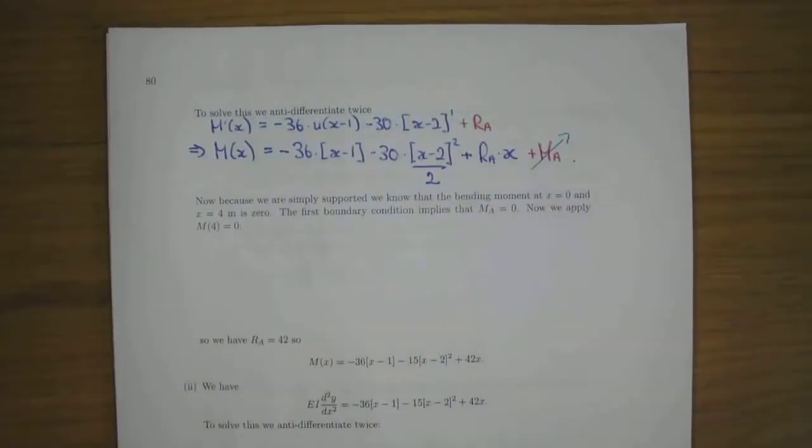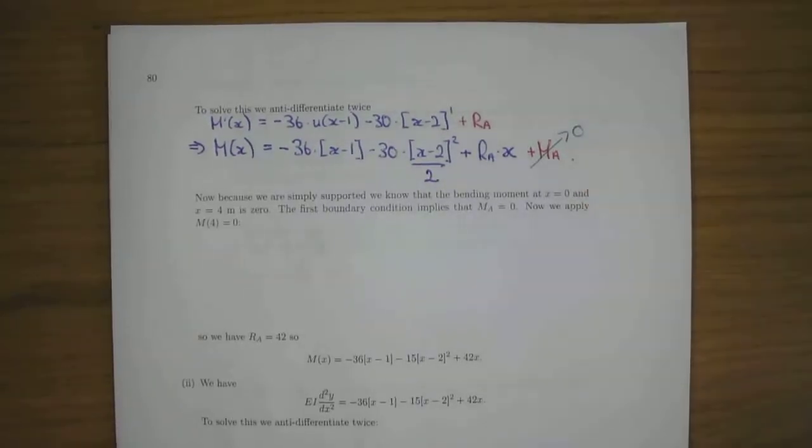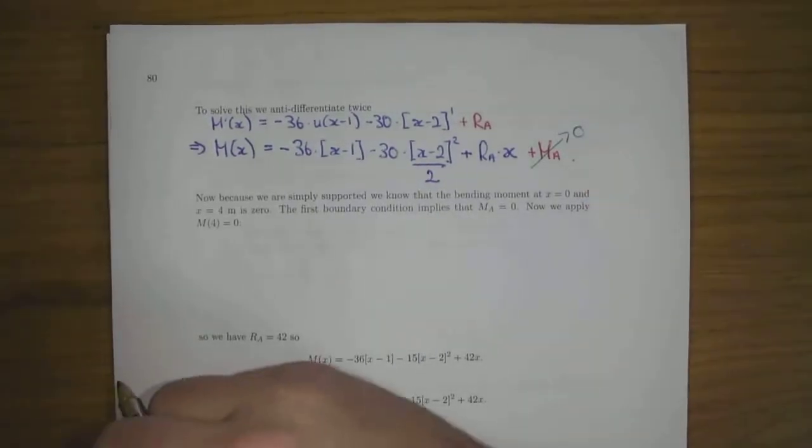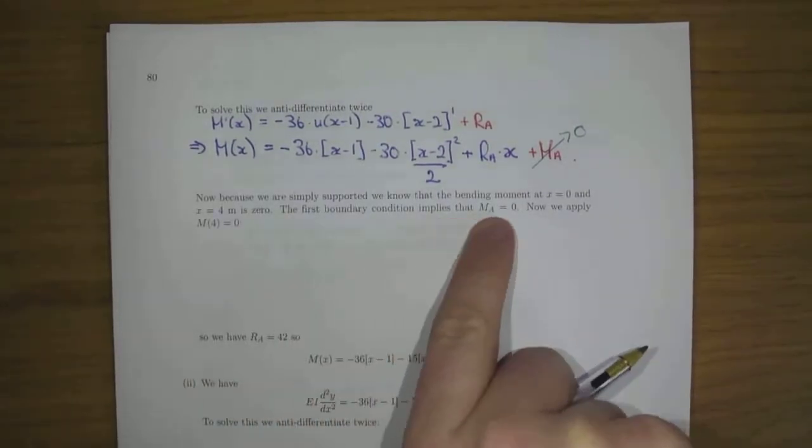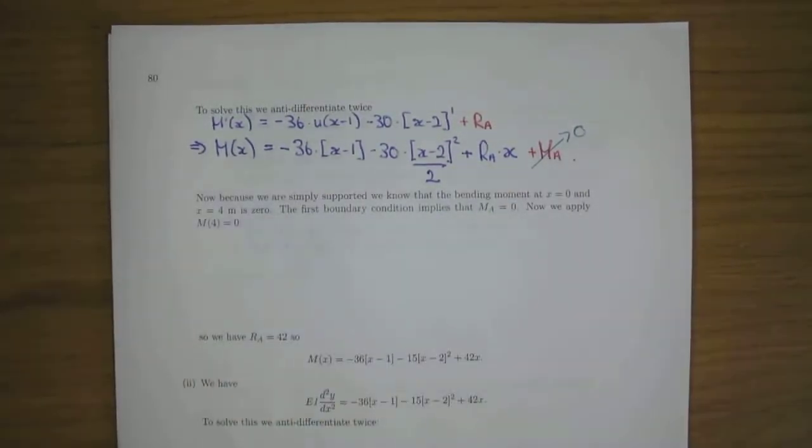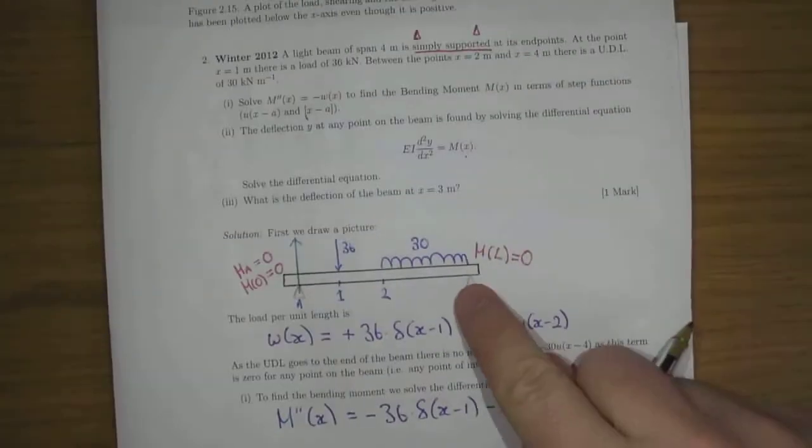If you do that for fixed ends, you're going to be entering a world of pain, because it's not equal to 0 for fixed ends, only for simply supported. Okay. So the first boundary condition implies that Ma is 0. Now we apply the second one that says that the bending moment over here similarly is 0.